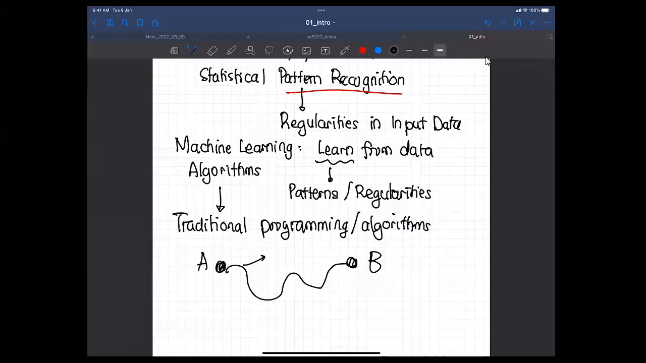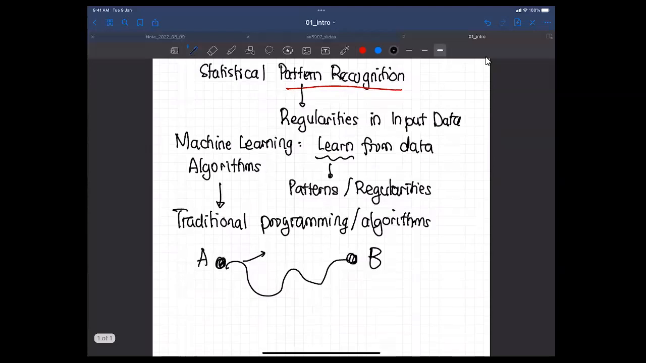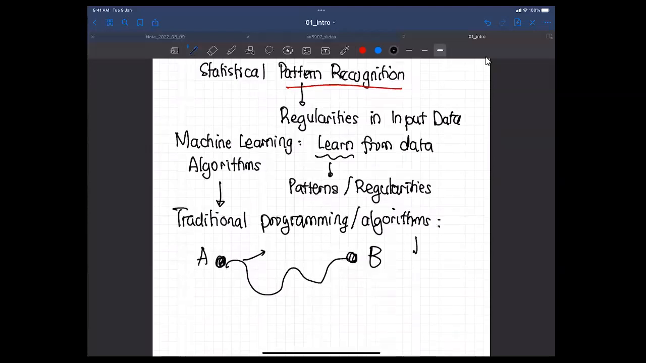This kind of explicit instruction has to be there in traditional programming. And that makes machine learning algorithms different from traditional programming. Because in machine learning, you don't need to have this explicit instruction. So the difference is that in traditional programming or algorithm, you have to have explicit instructions.